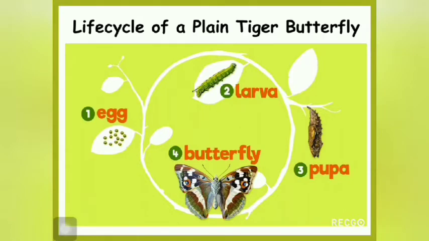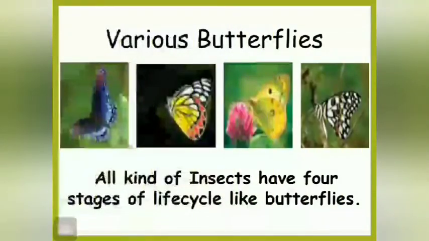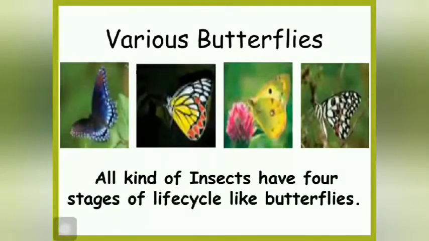All butterflies go through these stages of growth. Children, for each type of butterfly, the type of plant on whose leaves its female will lay eggs is fixed. We see various butterflies in our surroundings. They lay eggs on different types of plants. All kinds of insects have 4 stages of life cycle like butterflies.